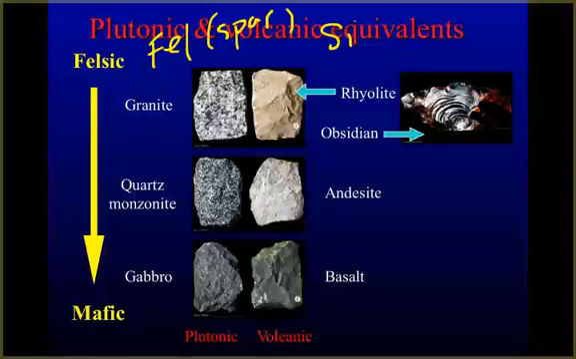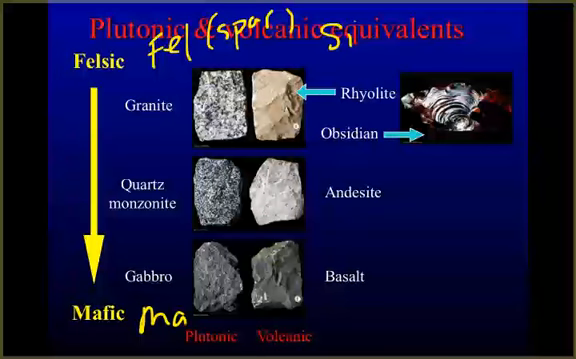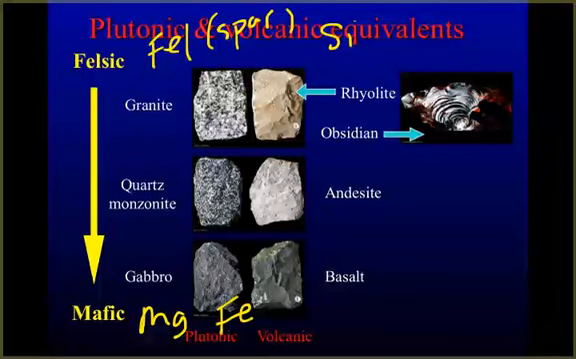Mafic rocks down at the bottom, you see, are darker colored, and that results from more magnesium, so mafic from magnesium, and iron, Fe. So those mafic rocks have much more iron and magnesium and less feldspar and silica in them.